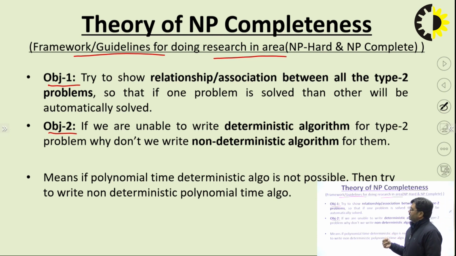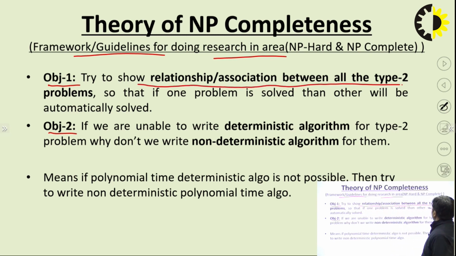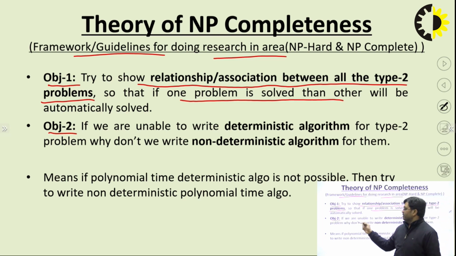When we try to find a polynomial time algorithm for any exponential time algorithm, then we try to show a relationship or association between all the type 2 problems, meaning all the algorithms which take time 2 raised to power n or n raised to power n. We try to show some relationship between all these types, so that if one problem is solved in polynomial time, then the others will automatically be solved in polynomial time also. So this is the first objective.